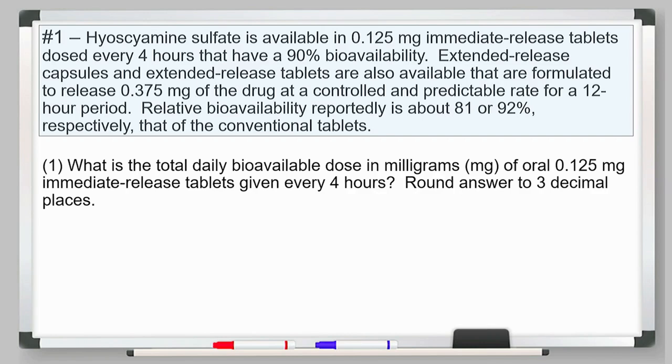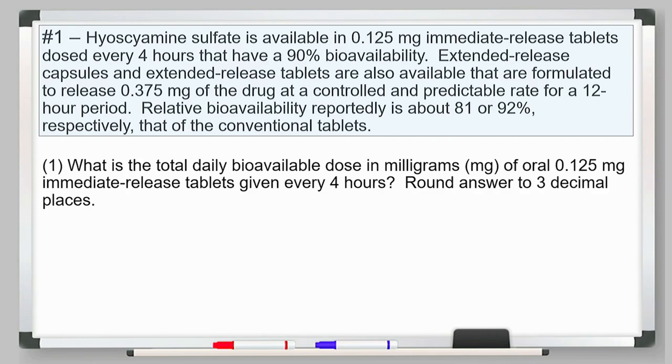This language is taken exactly out of what you would find in something like Lexicomp, where they're reporting the information either from the package insert or from the manufacturer. So it's a little confusing. The 90% wasn't relative bioavailability, it was an absolute bioavailability. But the 81 and the 92% are relative bioavailability. Relative to what? The original dosage form. So you'll see where things can get a little bit confusing.